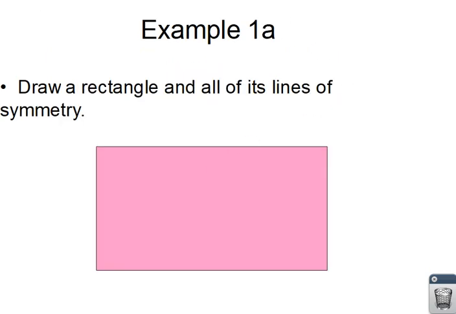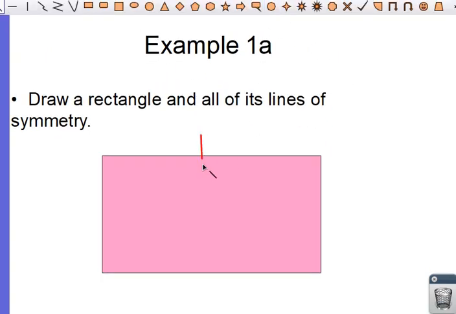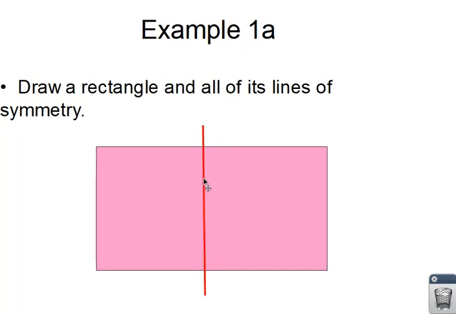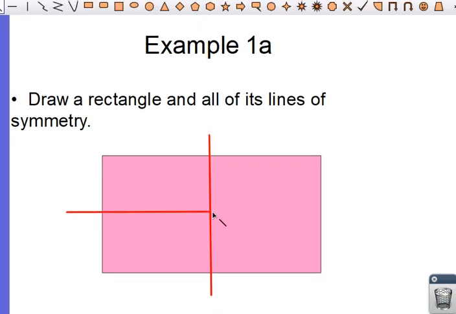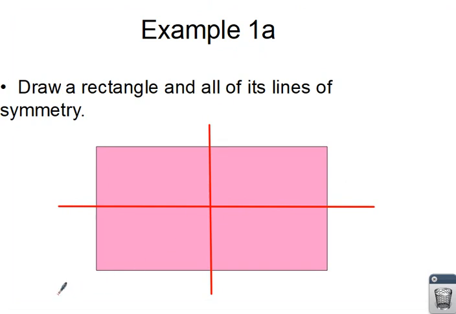All right, how about a rectangle? So you could cut a rectangle right down the middle. You could draw a line of symmetry this way. You could cut it both ways. However, with a rectangle, you can't draw a line of symmetry from corner to corner, because if you folded it corner to corner, the two sides wouldn't match up. So that's not a line of symmetry. So a rectangle only has 2 lines of symmetry instead of 4, like we think it should.